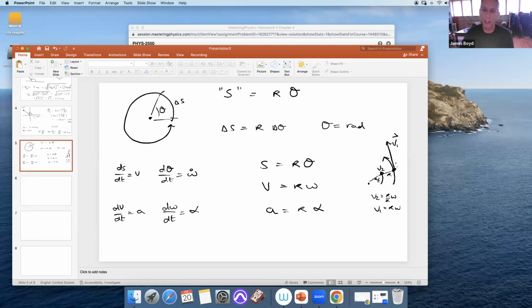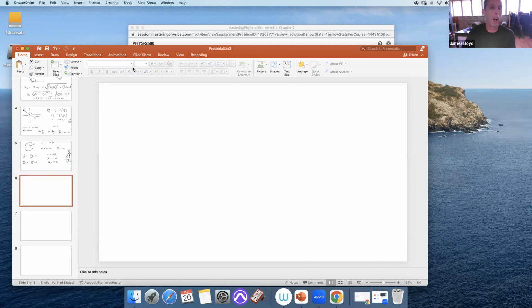Same with A. This A we're talking about is not radial, it's tangential. This V is tangential, it's along the path. Alpha is the same for every point, and A changes based on where the point is located. Next up, we have s is r theta, V is r omega, and A tangential is r alpha.